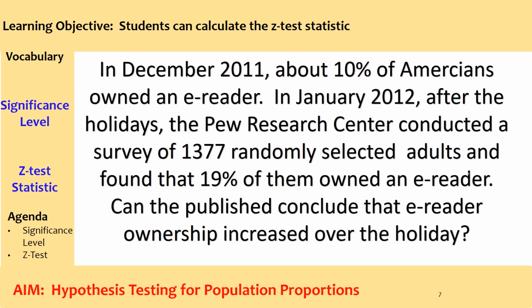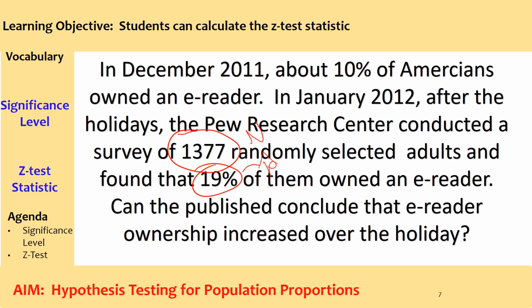Okay, let's do an example problem. In December 2011, about 10% of Americans owned an e-reader. In January of 2012, after the holidays, the Pew Research Center conducted a survey of 1,377 randomly selected adults and found that 19% of them owned an e-reader. So right away, this is our n, because that's our sample. And this is our p hat, because that is what was in that sample.